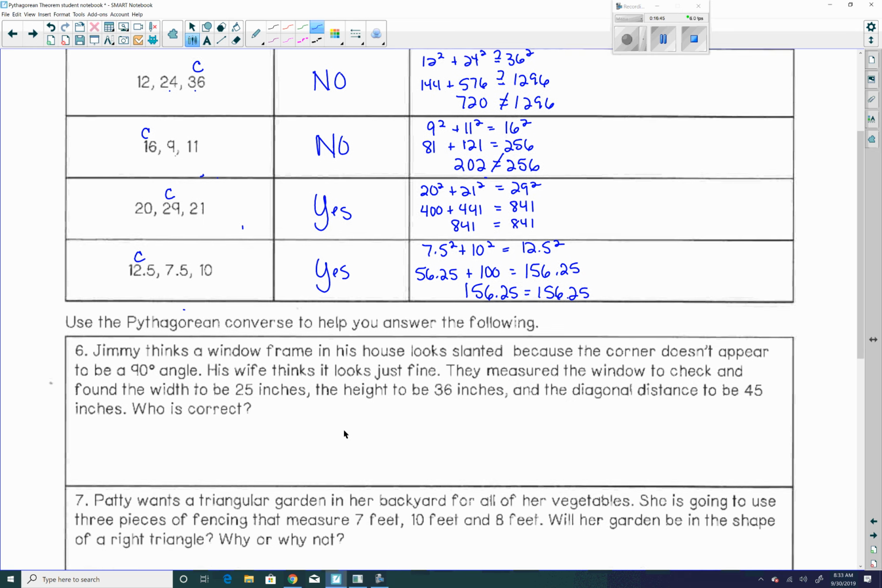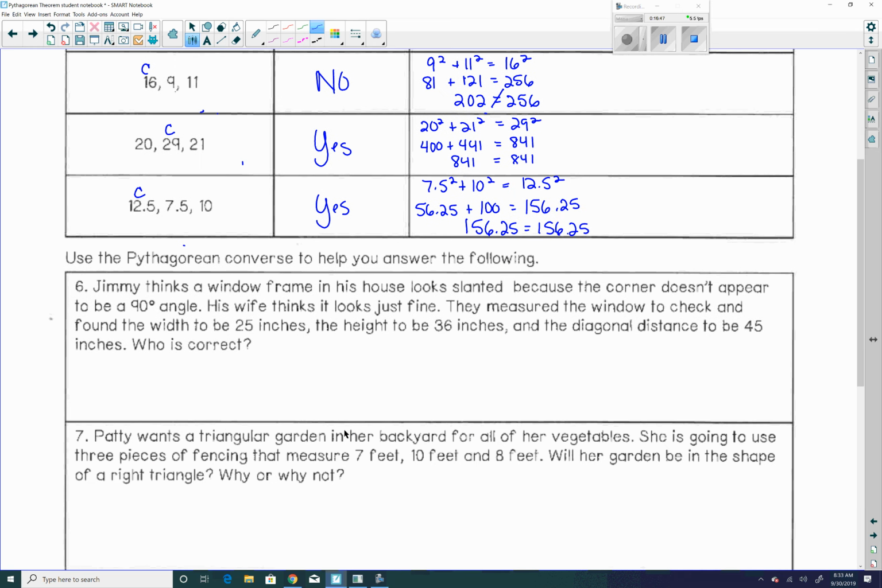Okay, so now we have a couple of problems that are story problems. So let's figure this out. Jimmy thinks a window frame in his house looks slanted because the corner doesn't appear to be a 90-degree angle. His wife thinks it looks just fine. They measured the window to check and found the width to be 25 inches and the height to be 36 inches and the diagonal distance to be 45 inches. Who is correct, Jimmy or his wife?